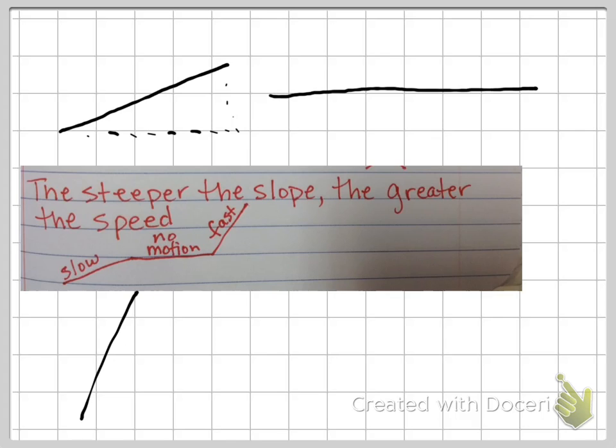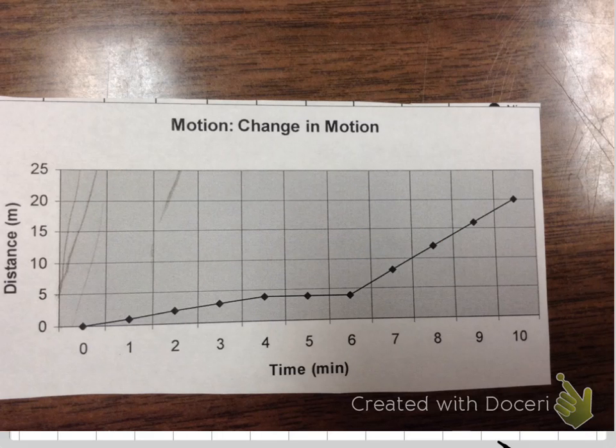Okay, I think I have another one to show you. Let's take a look at this one. Here you can see they're at 0. At 1 second, they go 1 meter. 2 seconds, they've gone 2 meters. 3 seconds, they've gone 3 meters. 4 seconds, they've gone 4 meters. If you'll notice, this is a straight line.